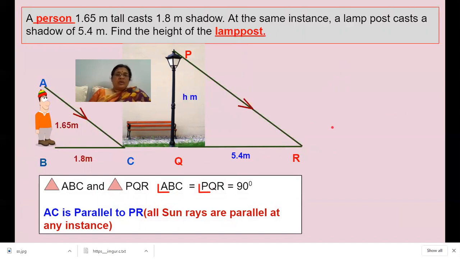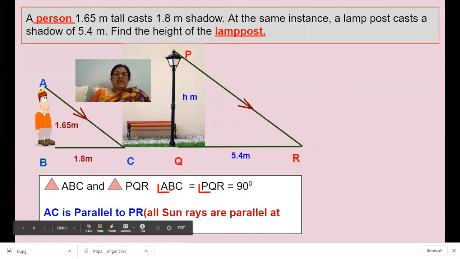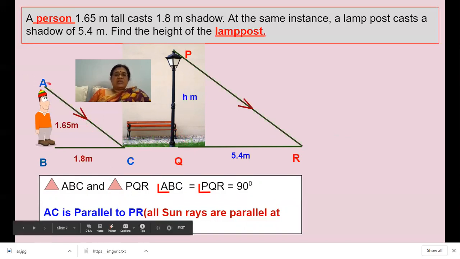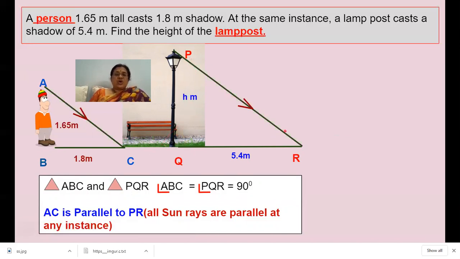See here, this is the problem. When you take this triangle ABC and the triangle PQR, the angle at B and the angle at Q will be 90 degrees. The person and the lamp post are perpendicular to the base. Therefore, naturally, these angles will be 90 degrees. And AC and PR, these two are parallel lines. Previously I have told, all the sun rays are parallel at any instant.